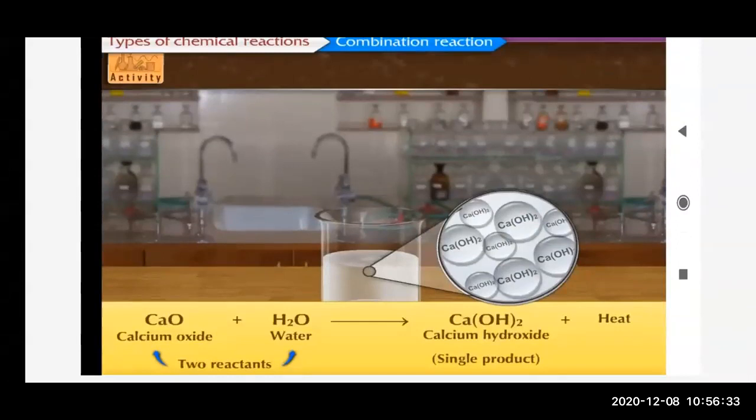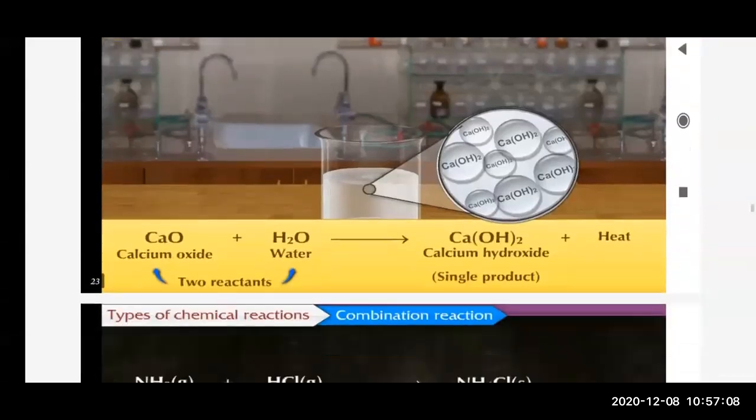So see what is the chemical reaction for that. Calcium oxide and water, when combined together, a product is formed, that is calcium hydroxide, Ca(OH)2, and heat is released. So this is also an example of what? Example of exothermic reaction. So here also, if you see, there are two reactants, right? On the left hand side you can see there are two reactants and a single product is formed. So this is about activity number 3.